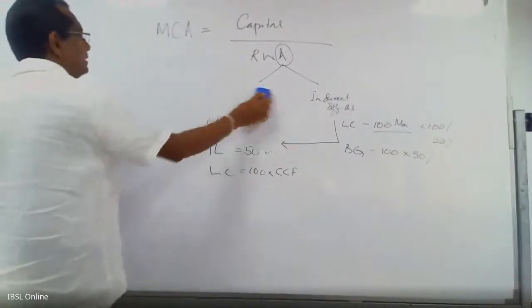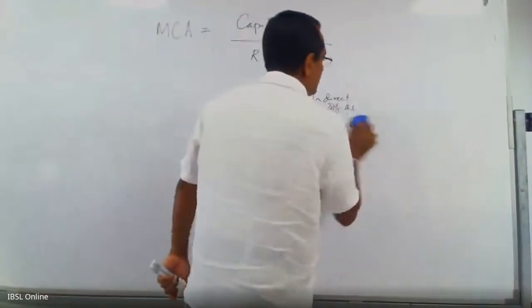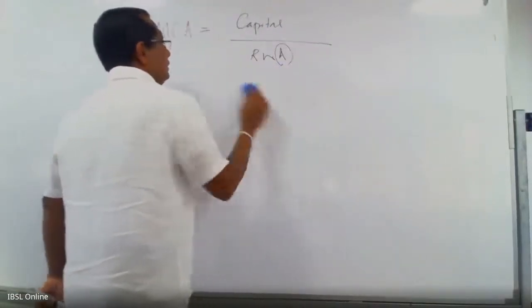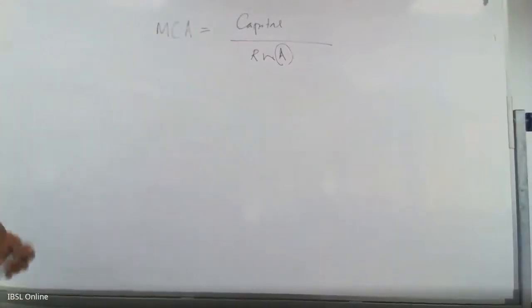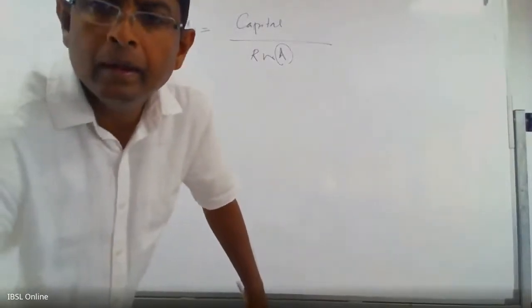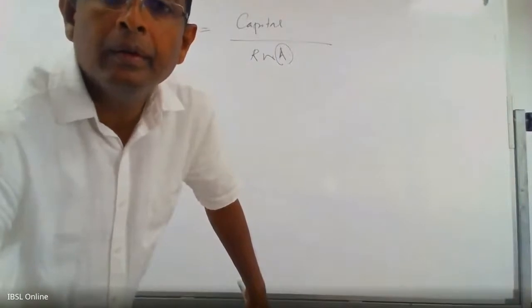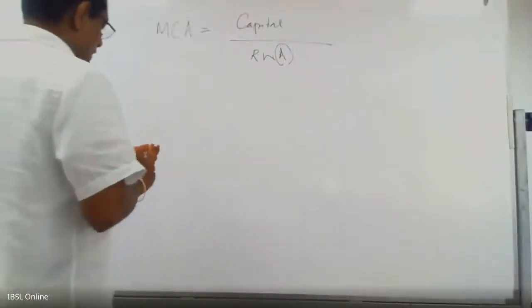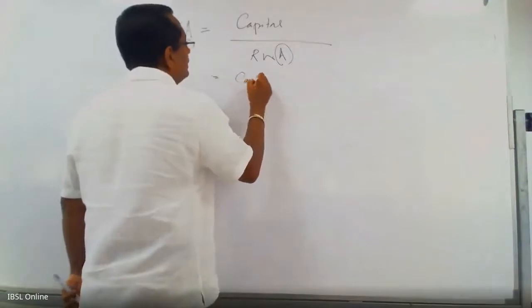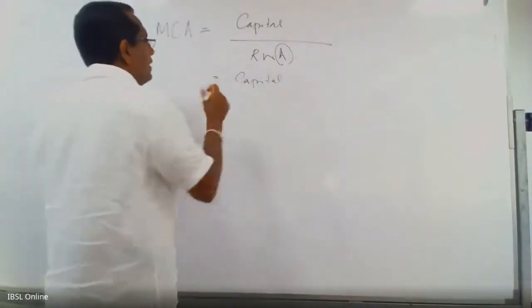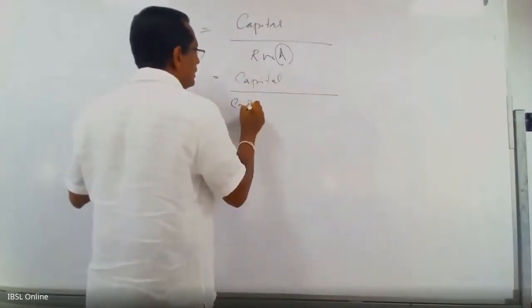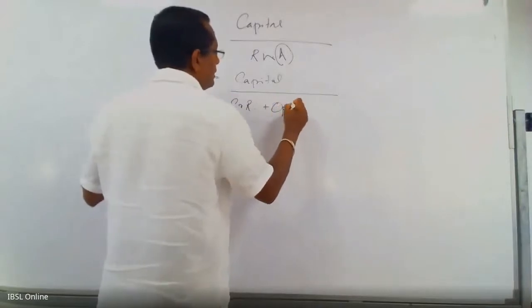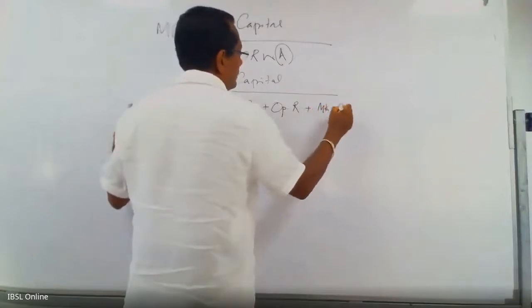Then you convert this. So minimum capital adequacy is this, right? Then this one again we go capital divided by credit risk, operational risk, market risk, right?